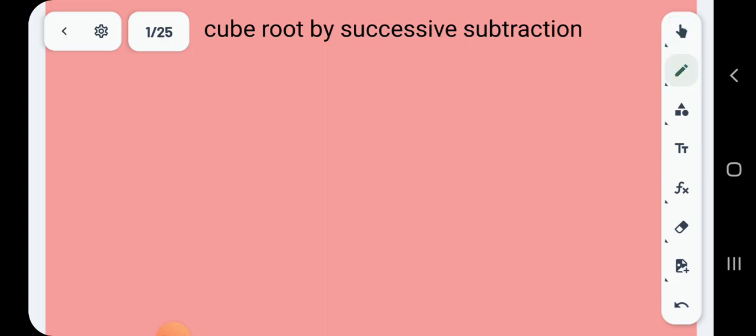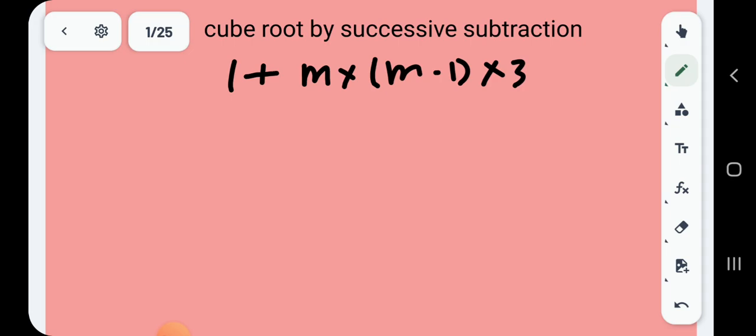Before this, let me write a formula here: 1 plus m into (m minus 1) multiplied by 3. This is the formula that we will use to find the cube root of a given number. Here m stands for the numbers starting from 1, then 2, 3, 4, and so on. If you keep putting these numbers in place of m, you will get different values.